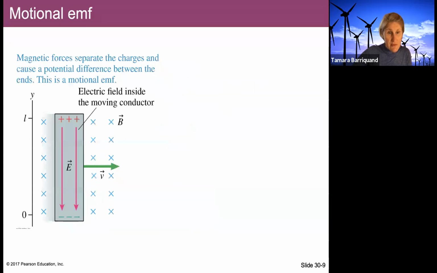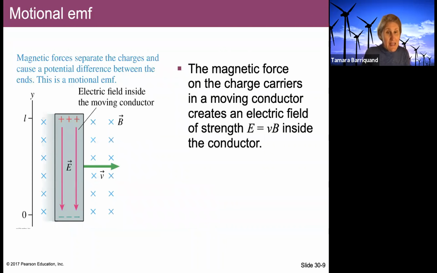So we write this out and we say that in that case, the magnetic force on the charge carriers in a moving conductor creates an electric field of strength E equals VB inside the conductor. That's due to the fact that the magnetic forces separate the charges and cause a potential difference between the ends. So this potential difference that is caused is the motional EMF.